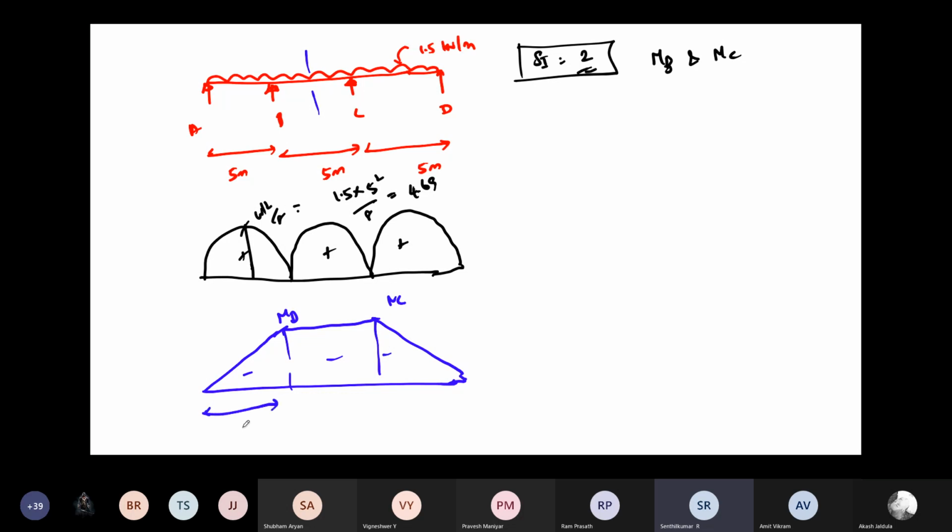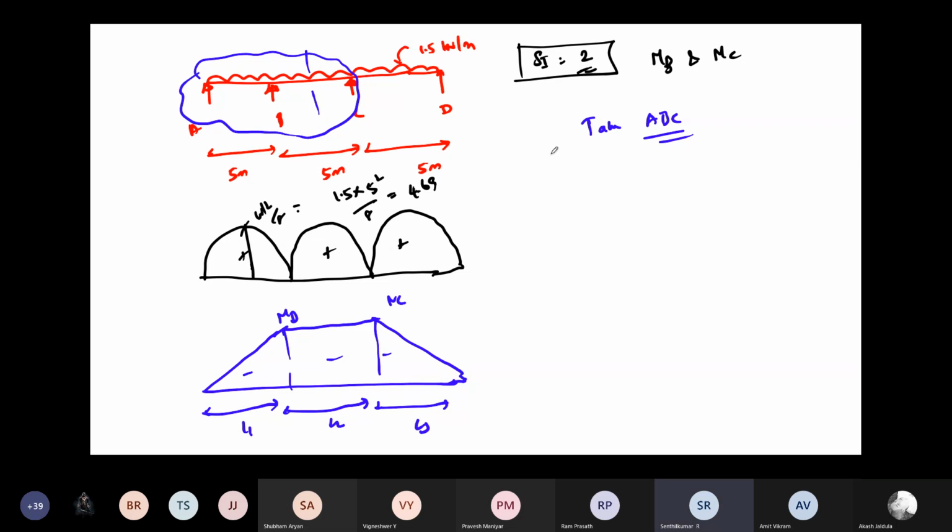Okay. So this is again L1, this is again L2, this is again L3. As of now, we don't know the negative moments, which we have to find. Okay. So what will be your first step? The thing is, Clapeyron's 3 moment theorem is for when you are having 3 supports. So we have to consider 3 supports. What we can do is first take A, B, C alone. For this one, use Clapeyron's 3 moment theorem.